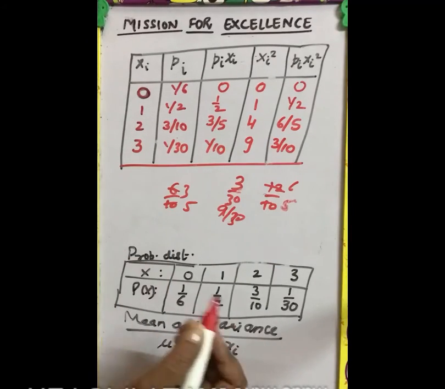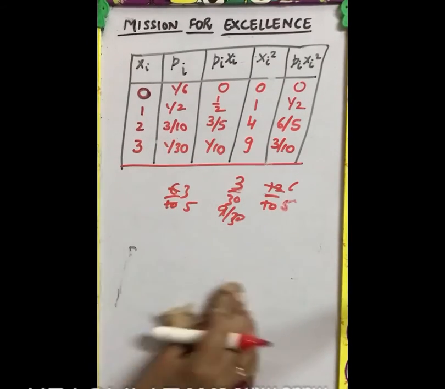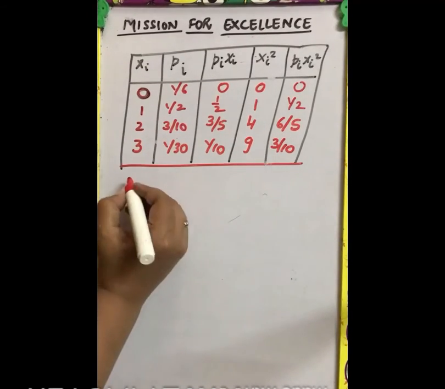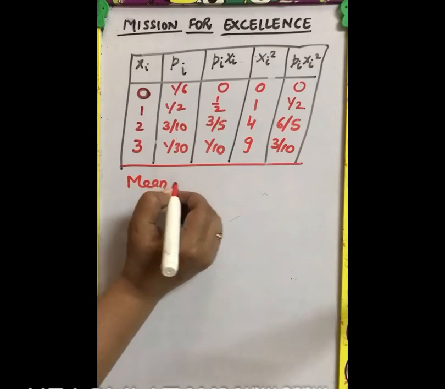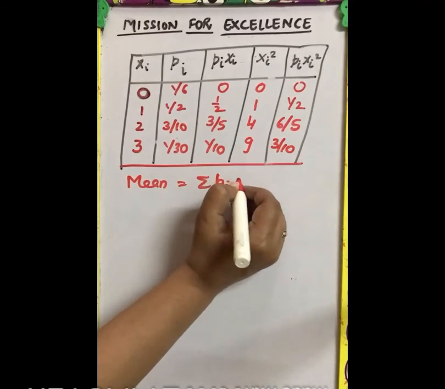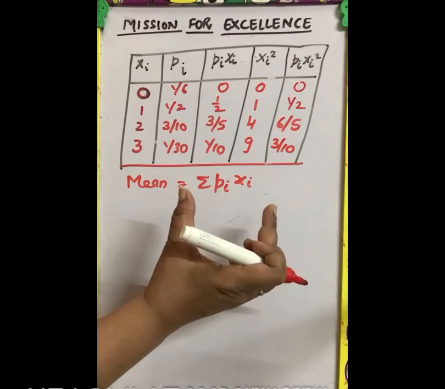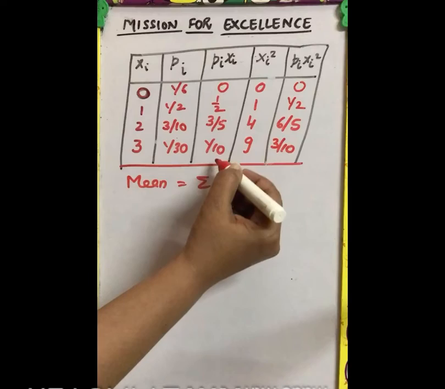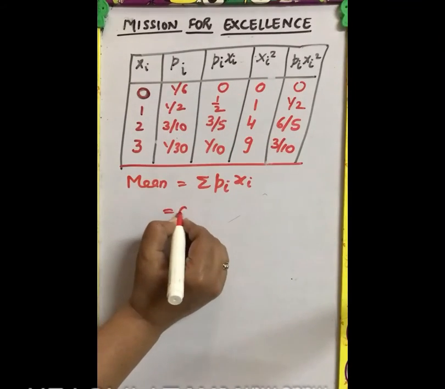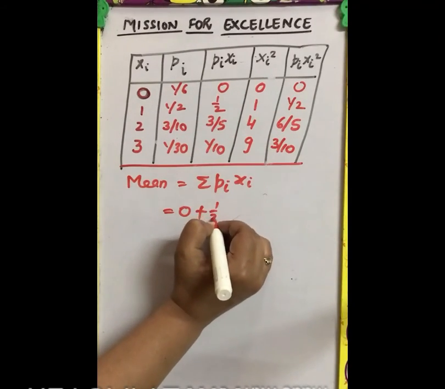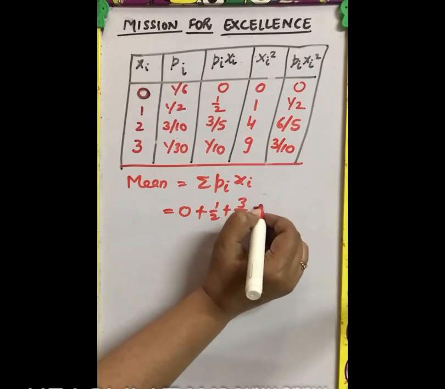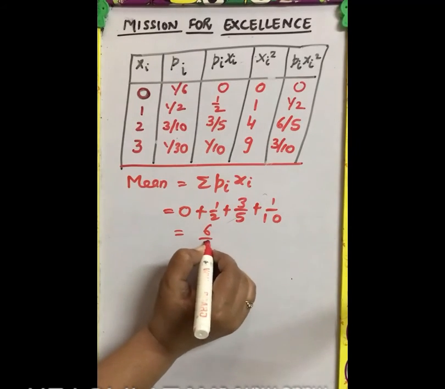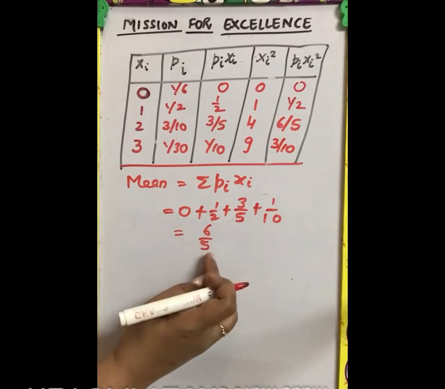So now let us apply the formula for mean and variance. So mean is summation pi xi, means you have to add all the values of pi xi. So these are the values of pi xi. So add all these values. So this is 0 plus 1 by 2 plus 3 by 5 plus 1 by 10. So this comes out to be 6 by 5. When you add all this, you will get 6 by 5.